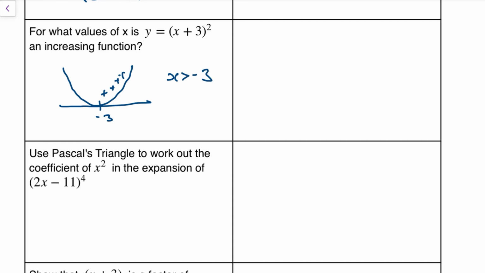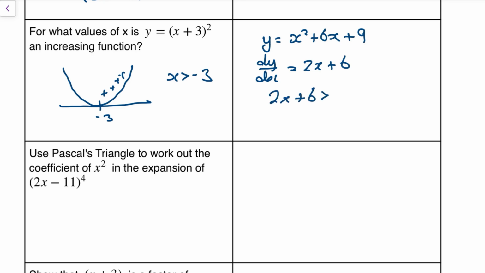If it wants more work, if it says explain your answer clearly or show your working or you must use differentiation, I would then differentiate it. So y equals x squared plus 6x plus 9. If I differentiate it, that gives me dy/dx equals 2x plus 6. And then I want it to be increasing, so 2x plus 6 is greater than 0, which means x is greater than minus 6 over 2, which equals minus 3. So same answer in two different ways, but let the question guide you as to how much work you need to do there. That could be more difficult than it looks.